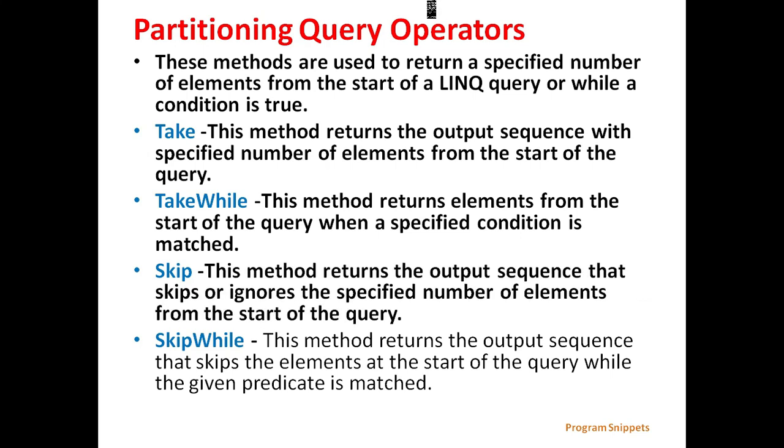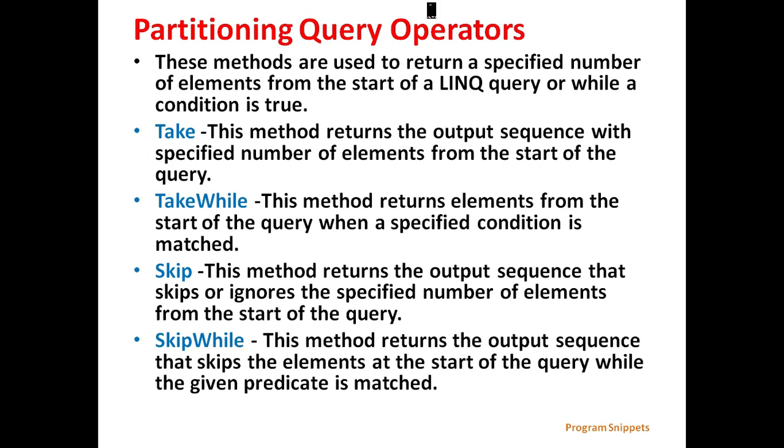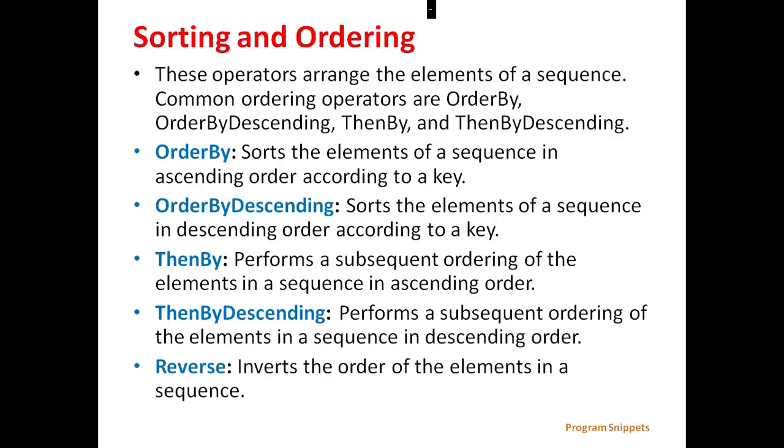Then Skip. This method returns the output sequence that skips or ignores the specified number of elements from the start of the query. And SkipWhile. This method returns the output sequence that skips the elements at the start of the query while the given predicate is matched.